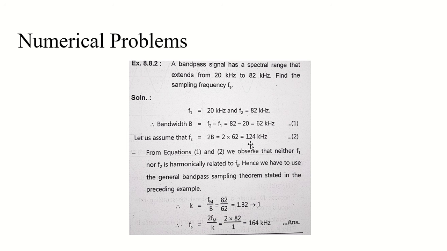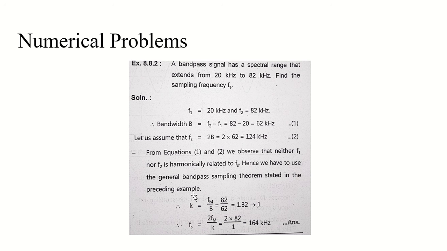So what is the general bandpass sampling theorem? For the value of k, you take the higher value of frequency divided by the bandwidth, which is basically 82 by 62, and whatever output you get, you take only the integer of it. That would be the value of your k. So your value of k would be 1.